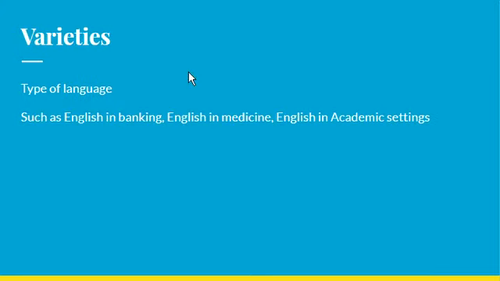The first thing is variety. This is a terminology that we use in TESOL. Variety means the type of language. And for ESP, that would mean English in banking, English in medicine, English in academic settings. Those are some examples that the book provides.